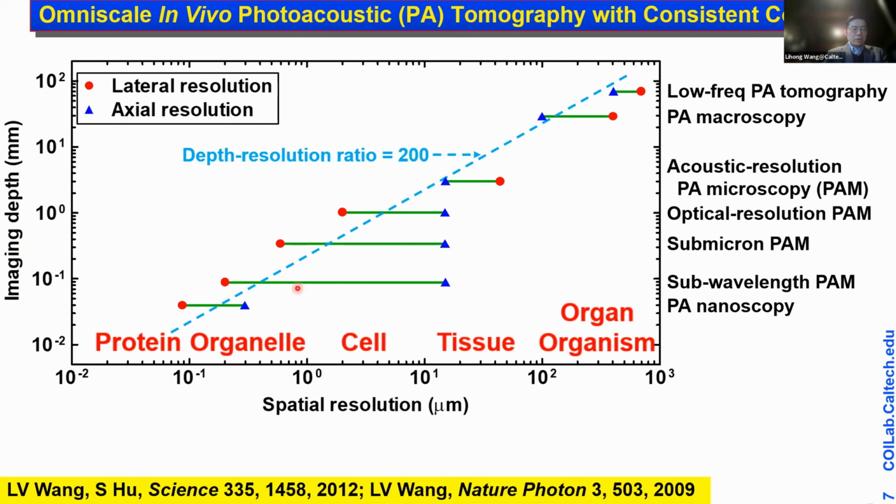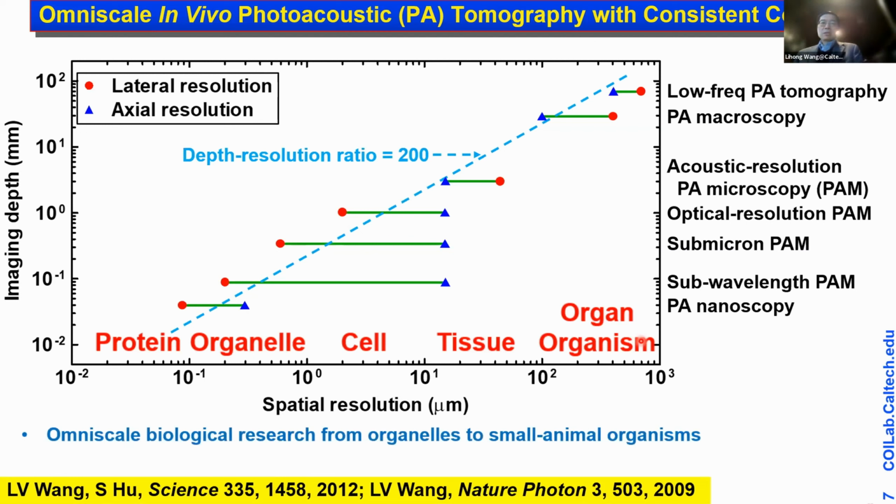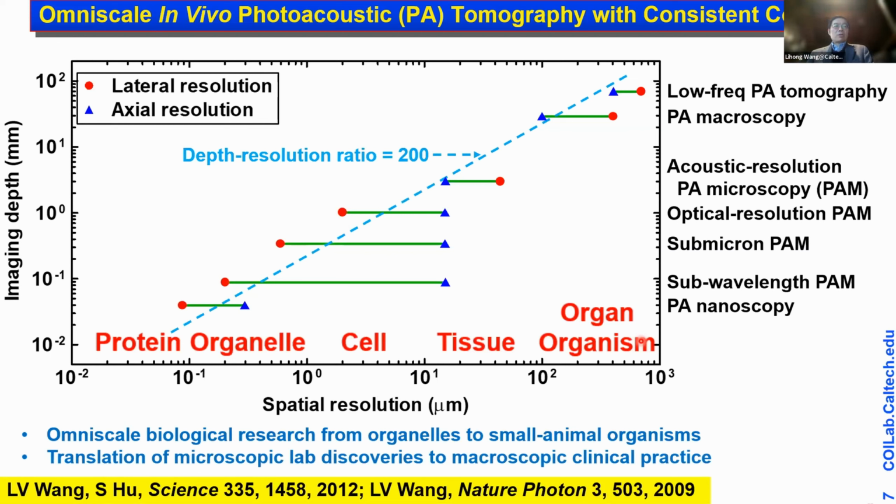This type of multi-scale imaging capability is important because in standard practice for cells and below, we use optical microscopy. For tissues and above, we typically switch to non-optics because standard optics does not provide the right depth. So we're talking about very distinct contrast mechanisms, and it's very hard to correlate information acquired across length scales. Photoacoustics can potentially allow omniscale biological research from organelles to organisms, and can accelerate translation of microscopic lab discoveries to macroscopic clinical practice.